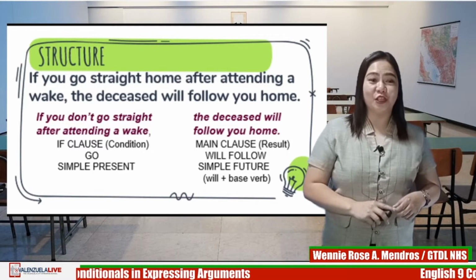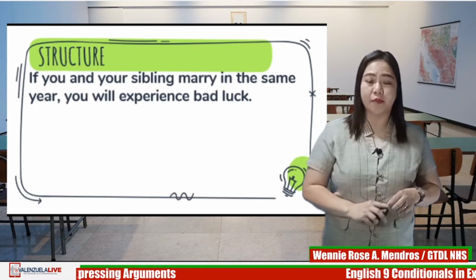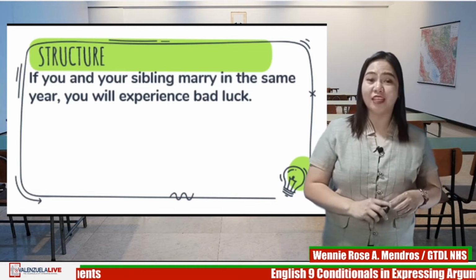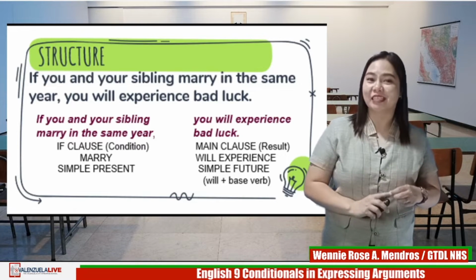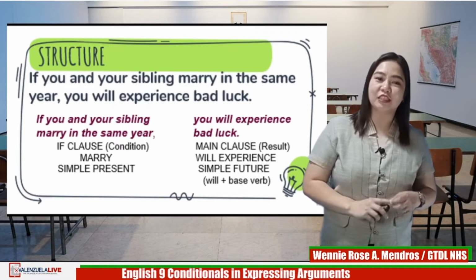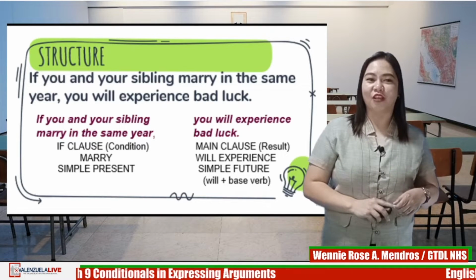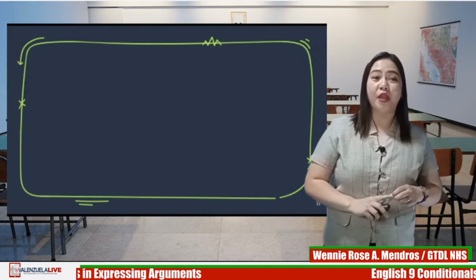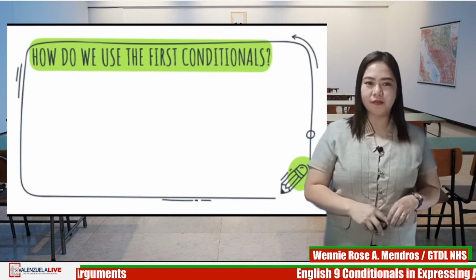Let us look at another example. If you and your sibling marry in the same year, you will experience bad luck. Marry in the if clause is simple present and will experience in the main clause is simple future. Again, to form a type 1 conditional sentence, you must use simple present in the if clause and simple future in the main clause. Now that you already know how to form it, when do we use the first conditional sentence? Let us have these examples.